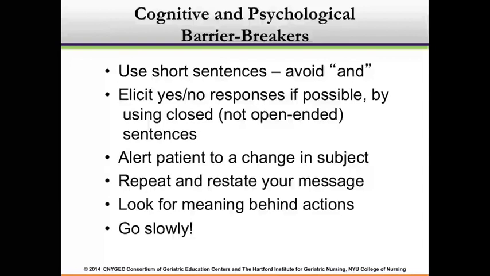However, you do have to realize that sometimes a little background is important in getting to a good diagnosis. One of the most important things you can do is alert the patient to a change in subject. Now I'm going to talk about your medications. That allows that extra beat that my mom needed in order to keep up with what was going on. You say what you're going to do, then you do it, and then you say what you did. So repeat and restate your message, look for meaning behind the actions, and go slowly.